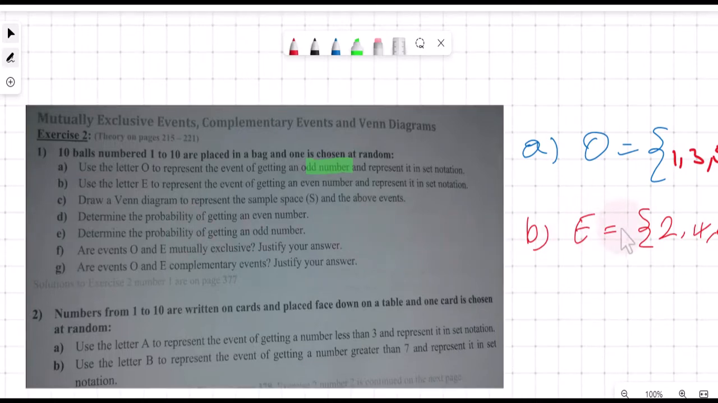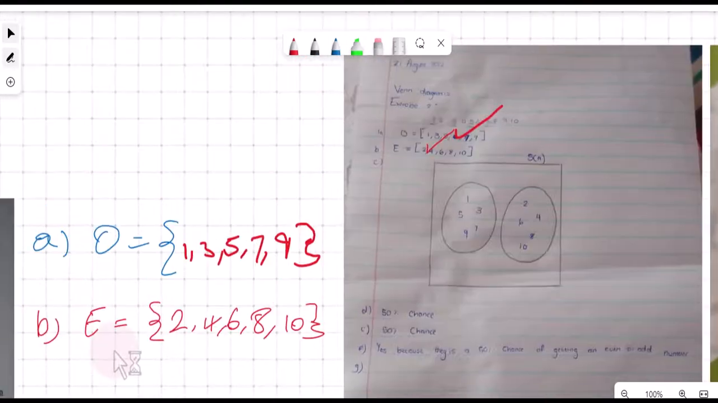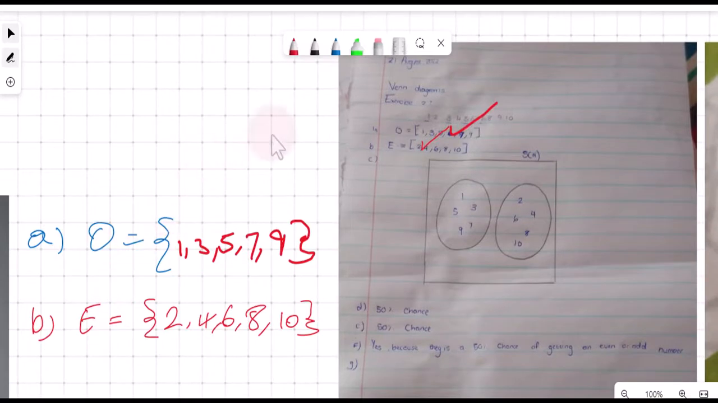A Venn diagram to represent the above. Okay. We don't have anything in common between the two, and our sample space is the numbers 1, 2, 3 up to 10. So you are supposed to indicate this is event O and this is event E. Then you will get all the marks. I believe 3 marks. So you're supposed to indicate this is event O, this is event E. Is that okay?